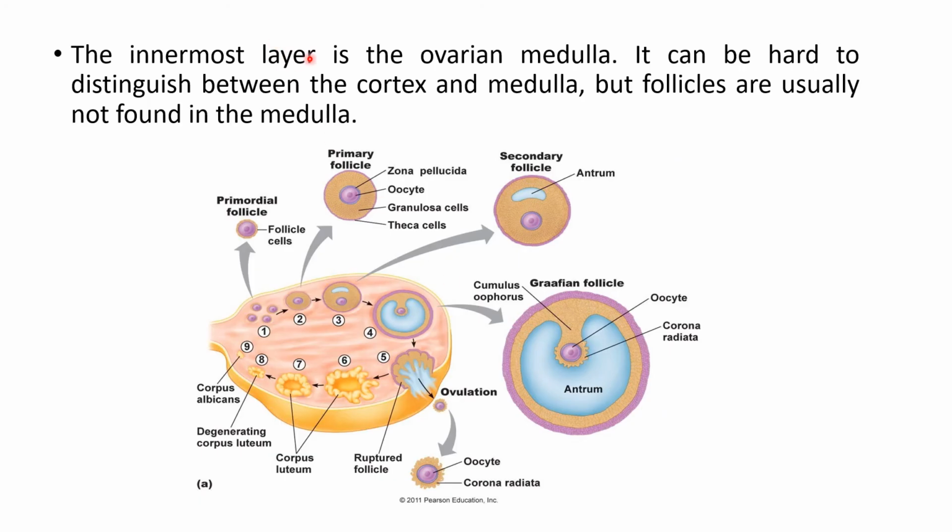Then the innermost layer is the ovarian medulla. It can be hard to distinguish between cortex and the medulla, but the follicles are usually not found in the medulla. In this image you can see this is the innermost area which is free of follicles, and that is called the medulla. It contains the largest vessels and nerves of the ovary.